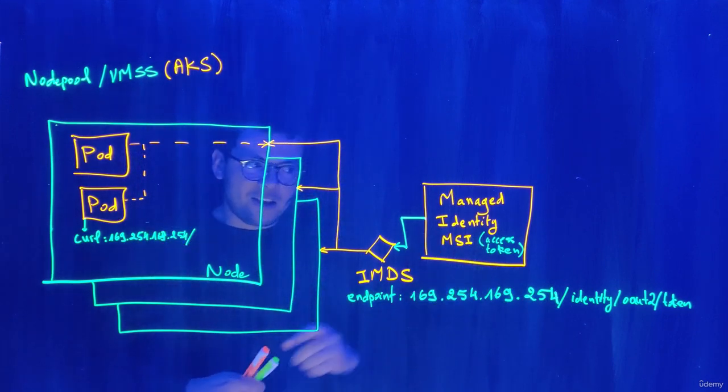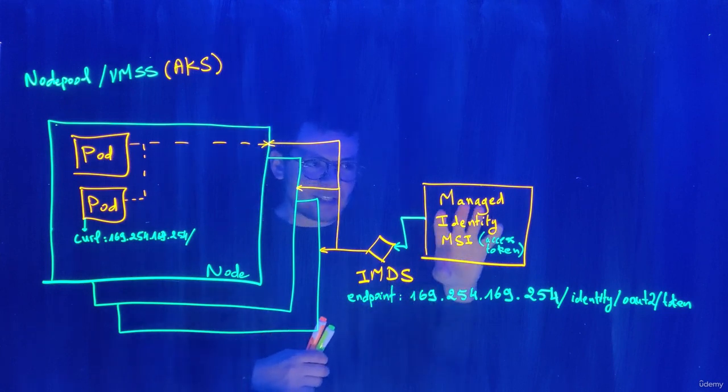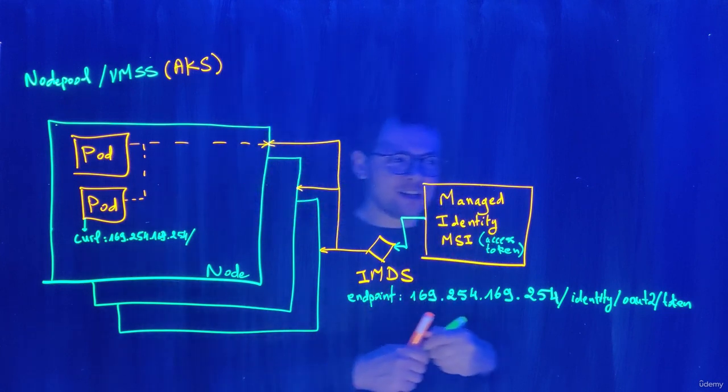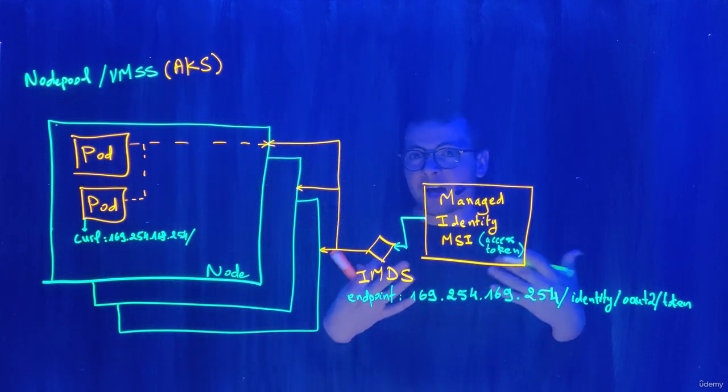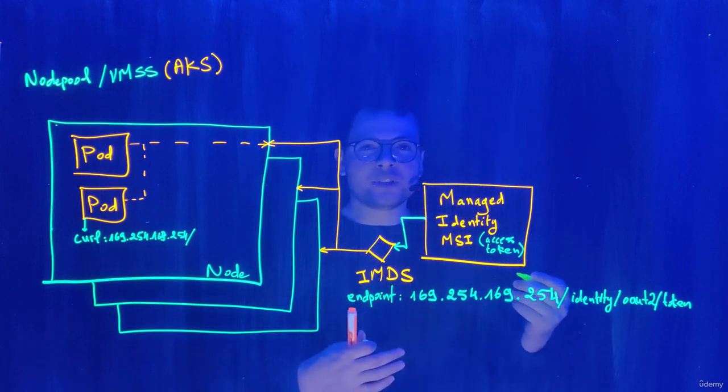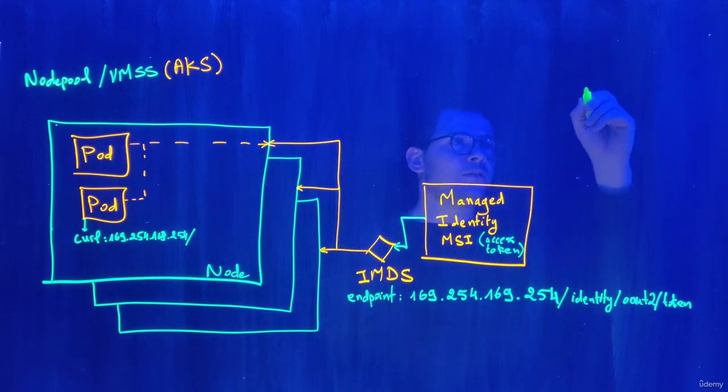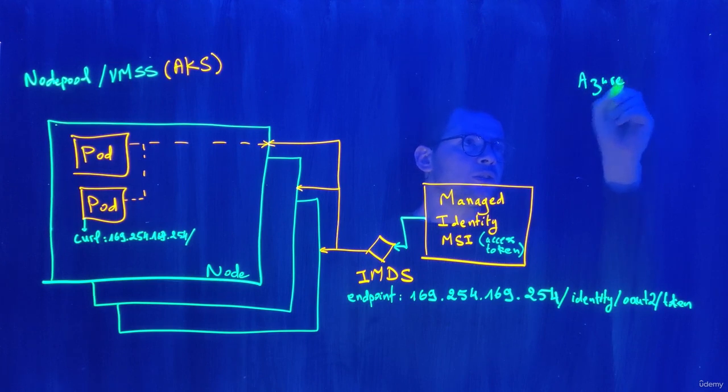And now here is the dangerous thing. This managed identity, as we said, will give us access to some Azure resources. So if I'm using the kubelet identity, this will give me access to Azure resources like the ACR, for example.